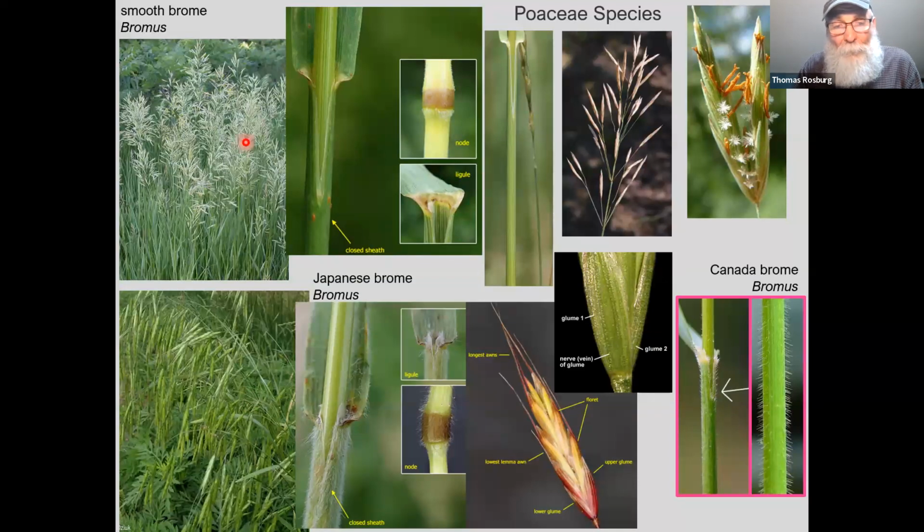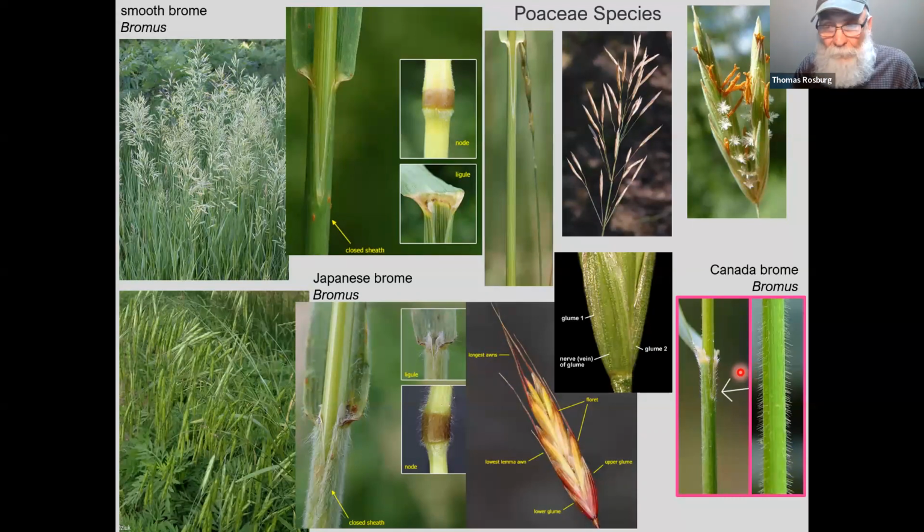The way to tell Japanese brome, just vegetatively, I guess, from smooth brome here, for example, is the sheaths are going to be a lot more hairy, just a lot of pubescence. And these hairs are usually pointed downward. I put this species over here. Canna brome is a native brome that looks something like smooth brome, just a little bit like smooth brome.